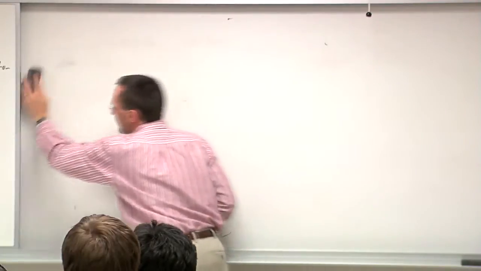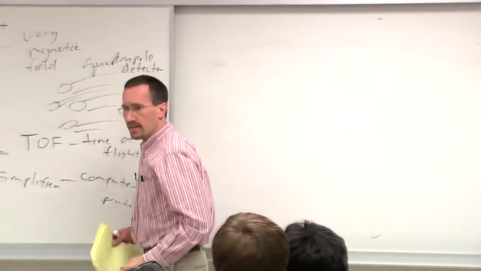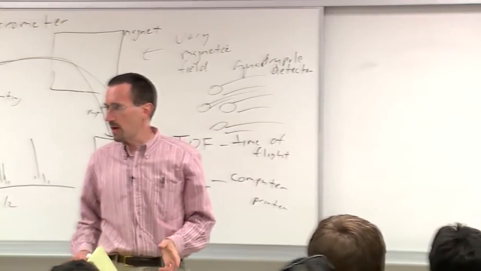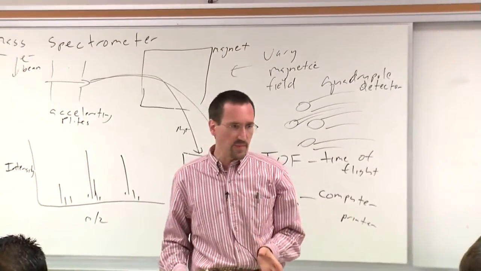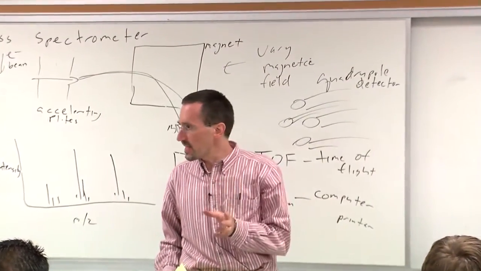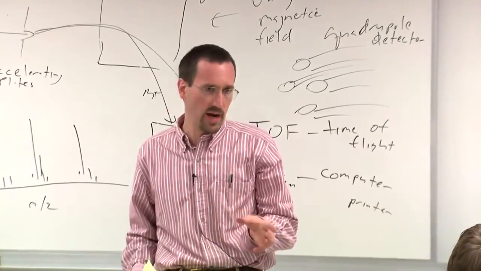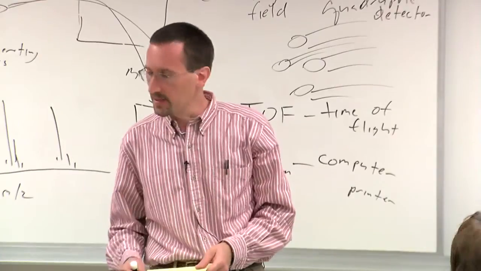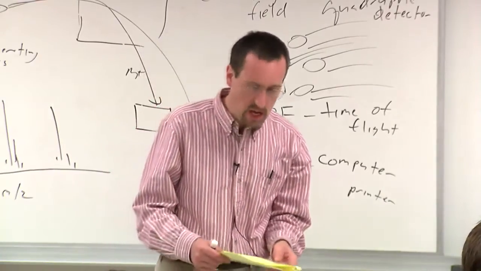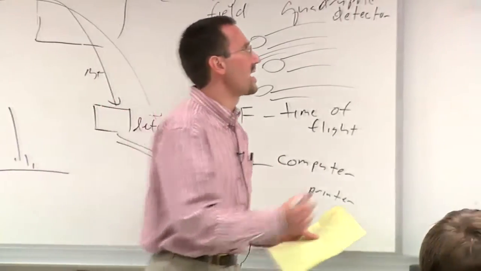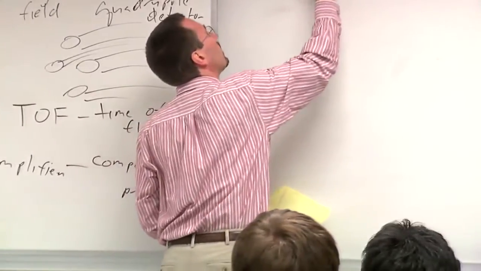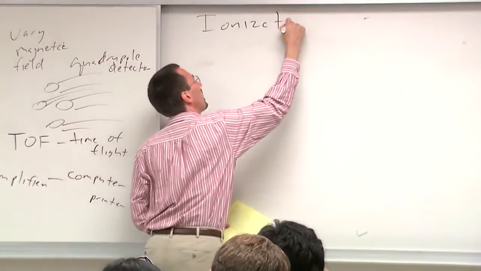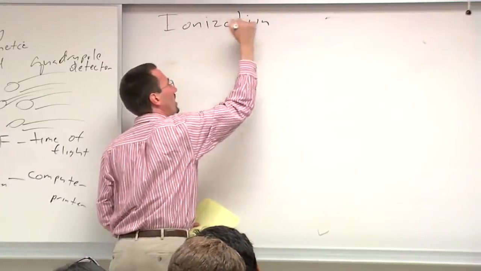So one of the problems with EI mass spec is that you put a lot of energy into the molecules. Often they fragment, so often you're not seeing the molecular ion. You're not directly getting the molecular weight, but you're inferring it from the fragments that are developed. There are a whole bunch of other ionization techniques, and these are important because often you get less fragmentation.